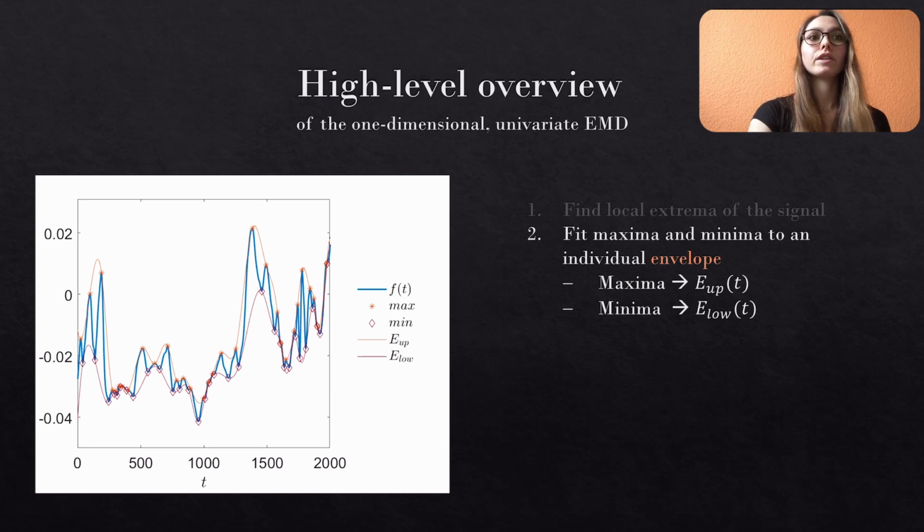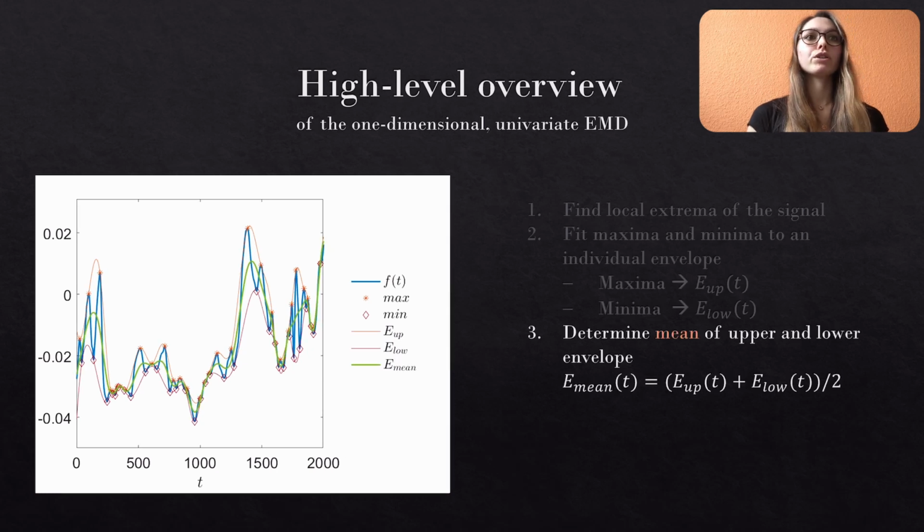Next, we fit an envelope through all maxima, which we often refer to as the upper envelope, and we also fit another envelope through all minima and call this envelope the lower envelope. The fitting is usually done by cubic spline functions, but you could essentially use any function you like. You just have to ensure that both envelopes cover all data in between them.